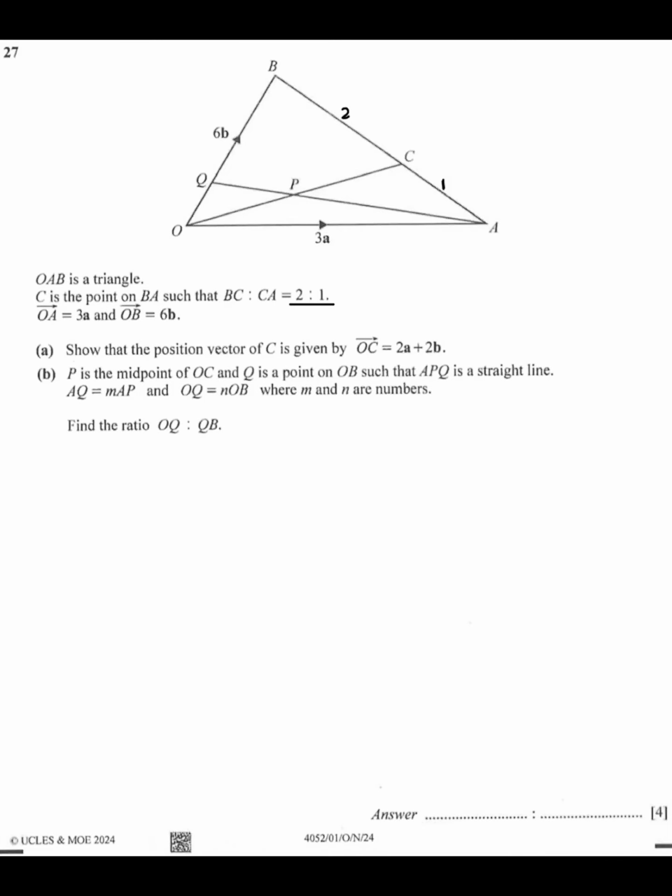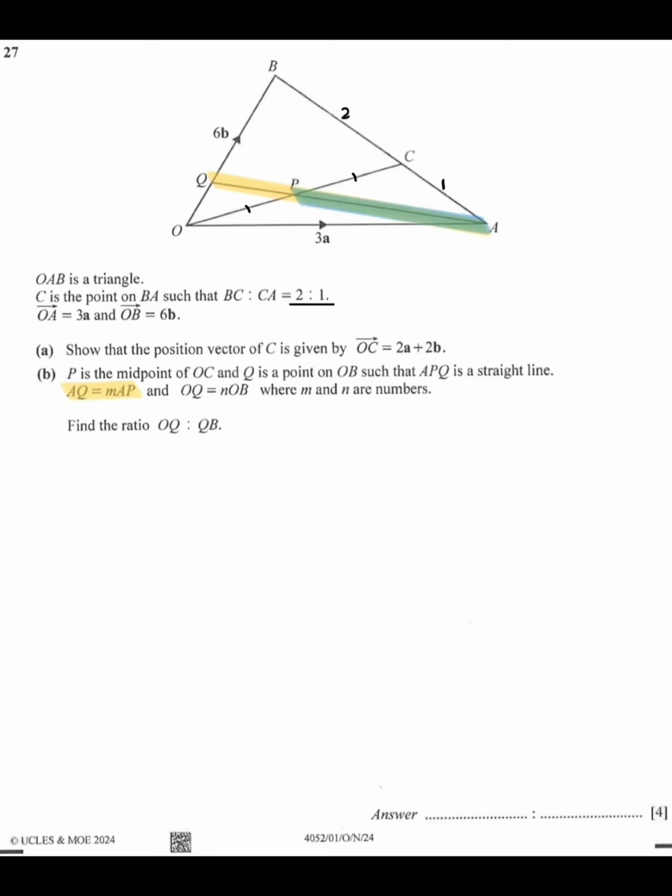Similar to part A, we are going to start by labeling the information provided. P is the midpoint of OC, so that tells us that OP is equal to PC. APQ is a straight line, which we can just remember. AQ is m of AP. Let's look at the line AQ and the line AP.